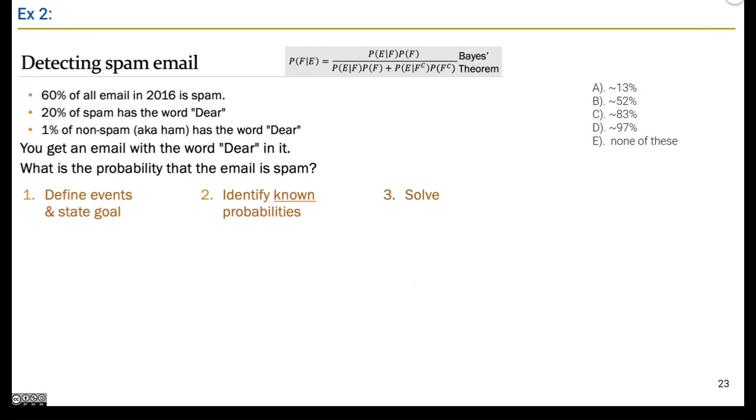All right, so here's some made up data. Let's suppose that I take a list of all the email that I get in 2016 and I classify it, and I find that 60% of it was spam. And then I look within and see out of the spam emails, 20% has the word dear, 1% of my non-spam has the word dear. And now I want to know, what's the probability that an email with the word dear is actually spam? So take a minute, see if you can do these 3 steps where you define your events, you state your goal, identify the known probabilities, and then we solve.